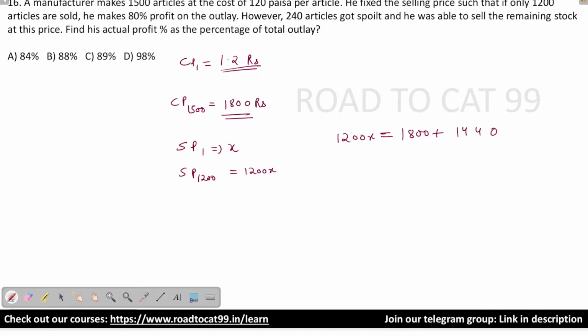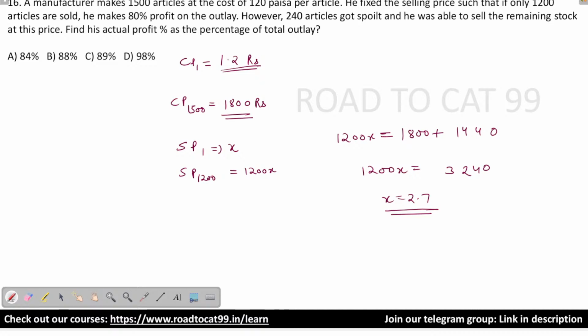1440, right? So I can say 1200x is equal to 3240. So what is the value of x? The value of x is 2.7. तो आपको selling price पता लग गया कितना होगा? 2.7. Did everyone get this answer?